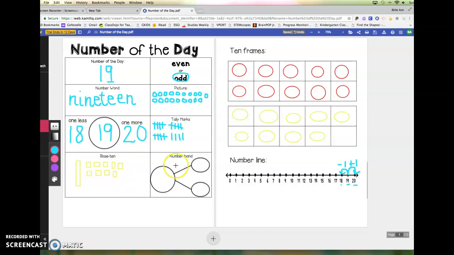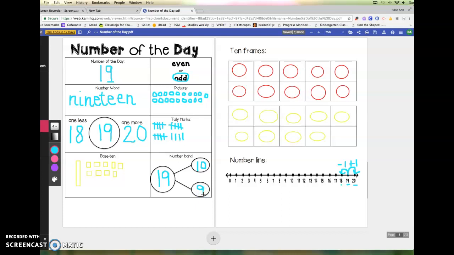All right, so now if we do our number bond, our whole is 19. And then what are our parts? Look at our 10 frames to help you. It would be 10 and how many more? 10 and 9 more.